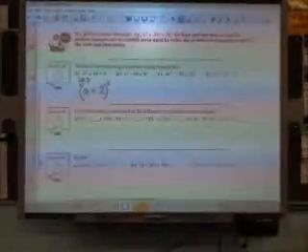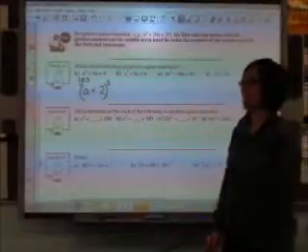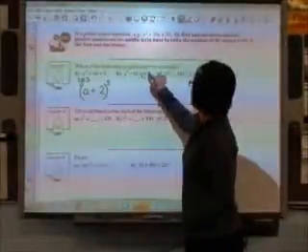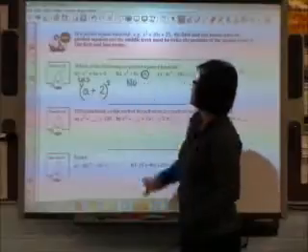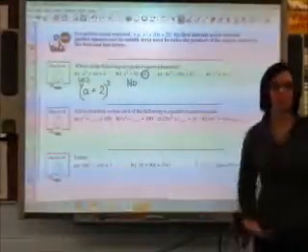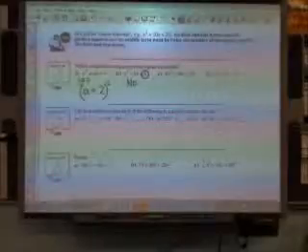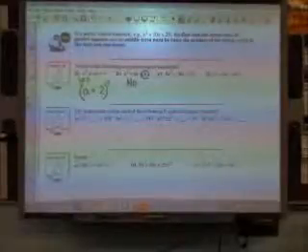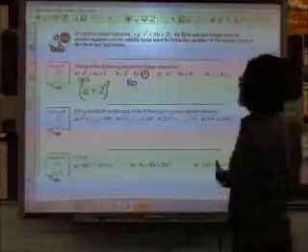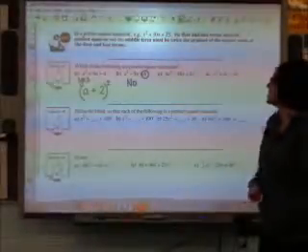Okay, let's look at the next one. Is this a perfect square trinomial? Why not? Because 6 is not a perfect square number. When we're factoring our perfect square trinomials, we deal with nice numbers. If the 6 is not a perfect square, I don't try factoring this.